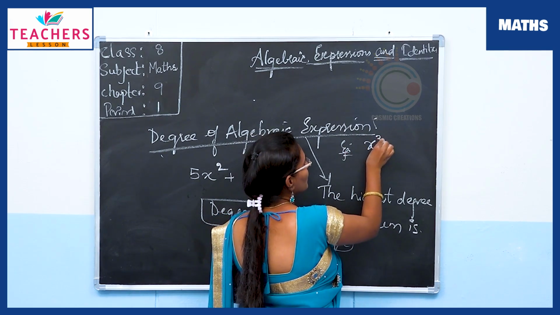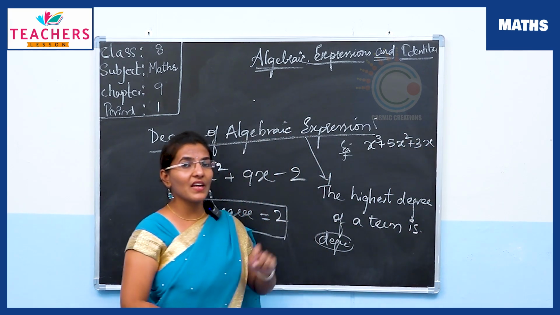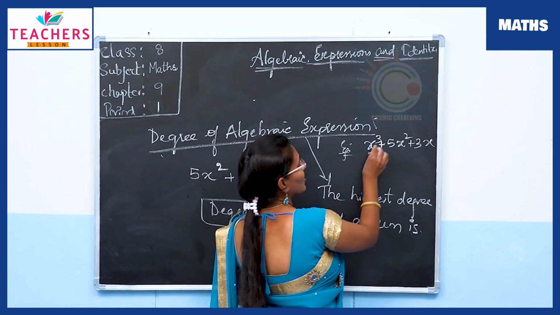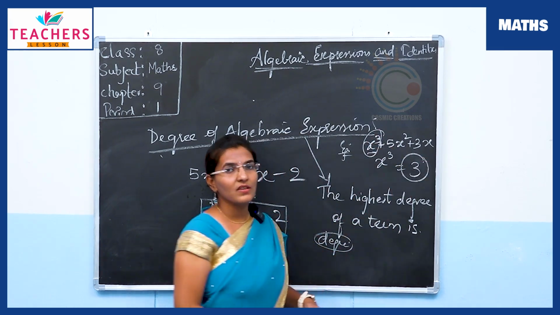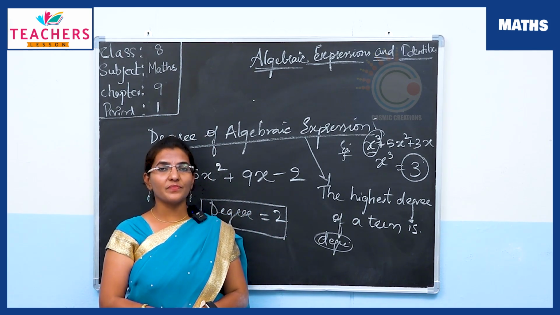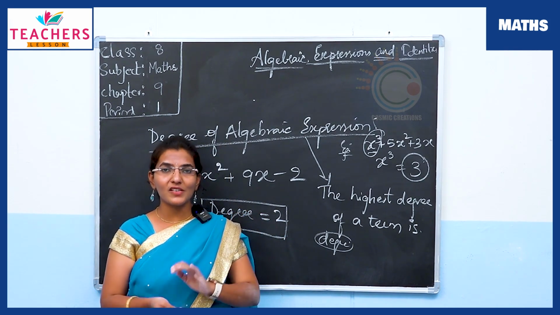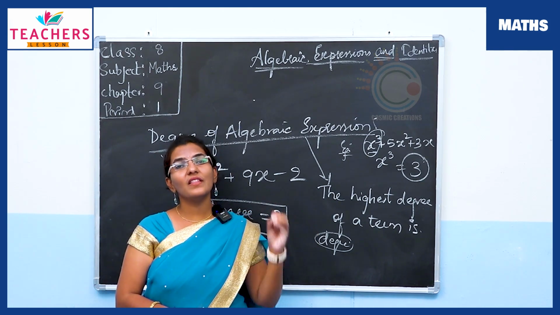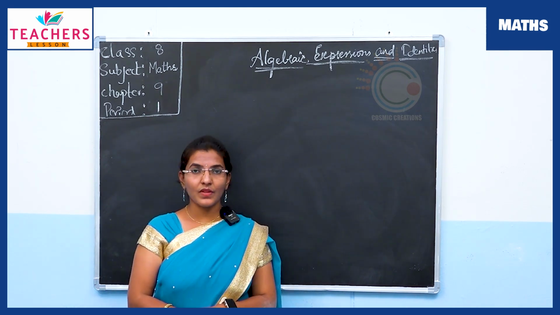x cube plus 5x square plus 3x. Can you say what is the highest degree in this particular expression? Yes, it's x cube, that is 3. You have to say the power. Degree is nothing but the power of the highest term. So here 3 is the highest degree. Clear, right, about the degree of an algebraic expression? Whatever the highest degree of a particular term is, we call it the degree of the algebraic expression. Clear, students? Yes.